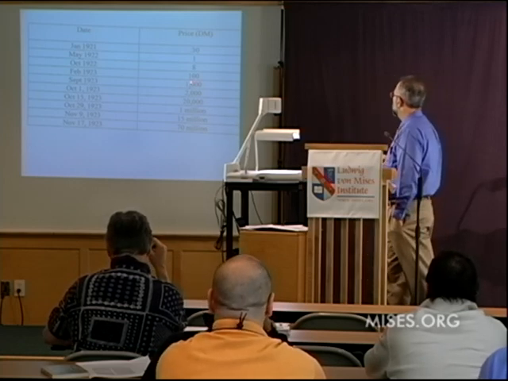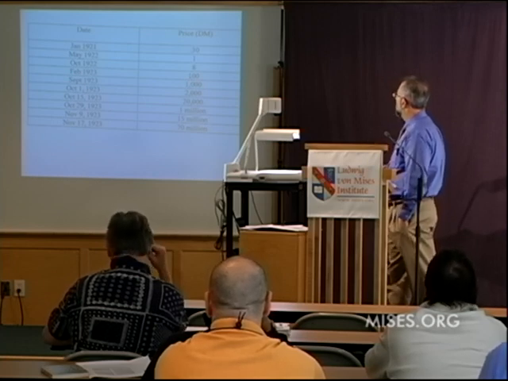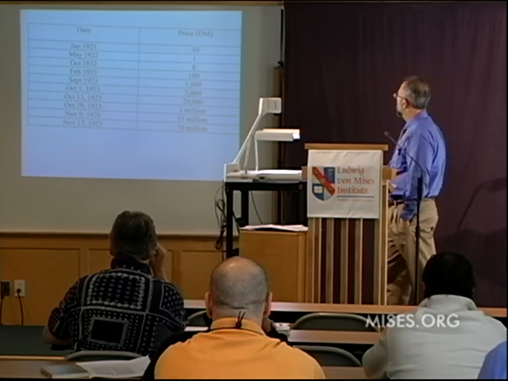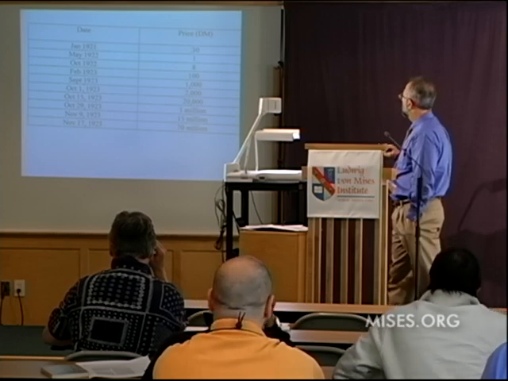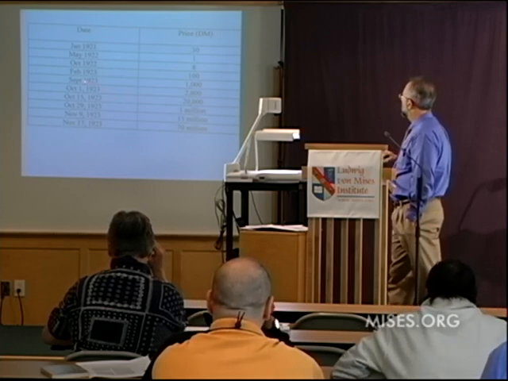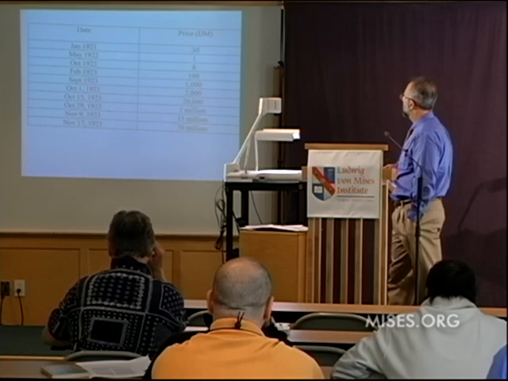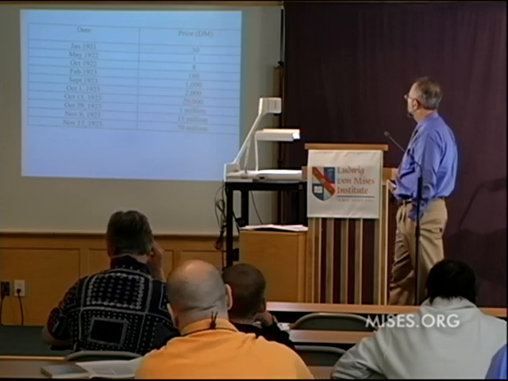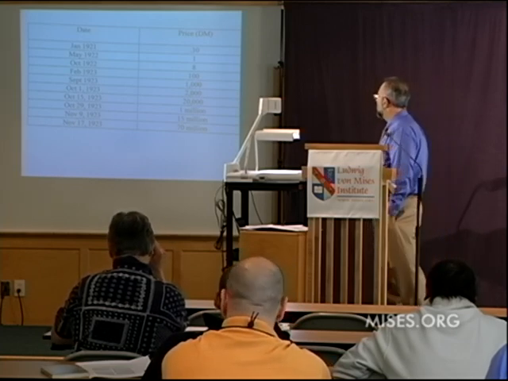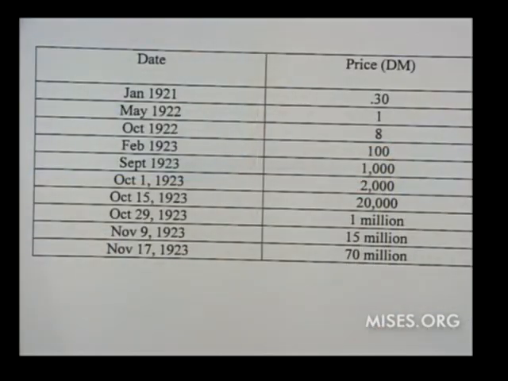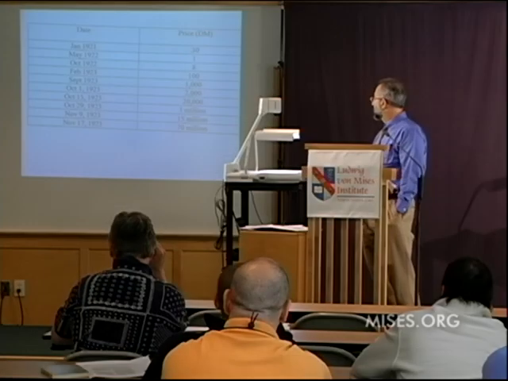By February 1923, the price of a newspaper was 100 marks, so compared to the beginning it went up about 300 times. Then it went up to 1,000 marks about 7 or 8 months later. Then from September 1923 to October 1st, within a month, it doubled. And then within 14 days, it went up 10 times, to 20,000 marks to buy a German newspaper. Two weeks later, it was 1 million marks. Then 10 or 11 days later, it was 15 million. Eight days later, it was 70 million marks.